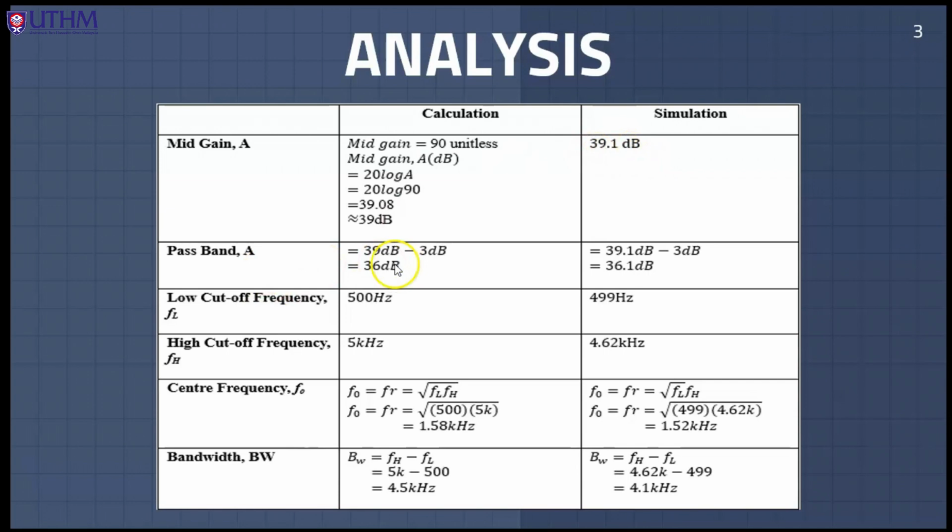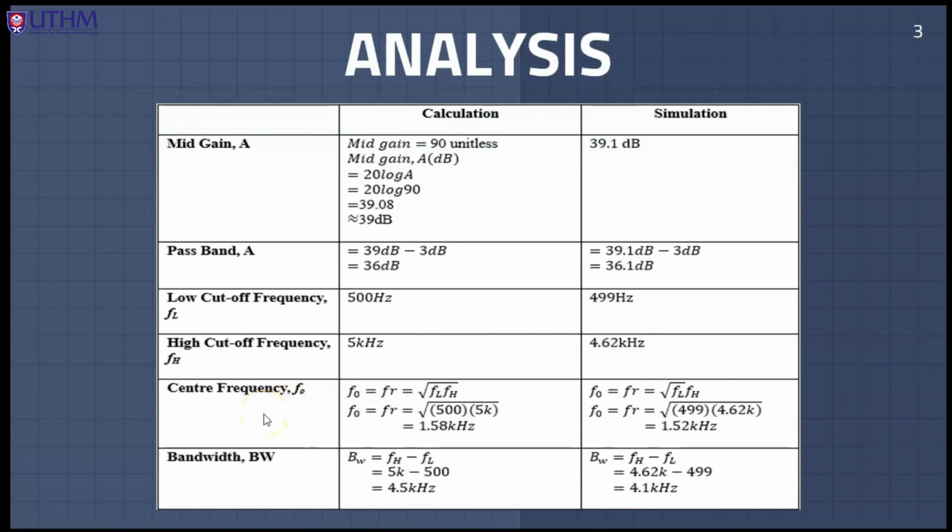Then for the passband, for the calculation, we use the mid-gain minus 3 dB, which is 39 dB minus 3 dB. So the result for the calculation is 36 dB. For the simulation, 36.1 dB. Then we use 500 Hz for the low cutoff frequency and 5 kHz for the high cutoff frequency in the calculation. For the simulation, 499 Hz for the low cutoff frequency and 4.62 kHz for the high cutoff frequency.